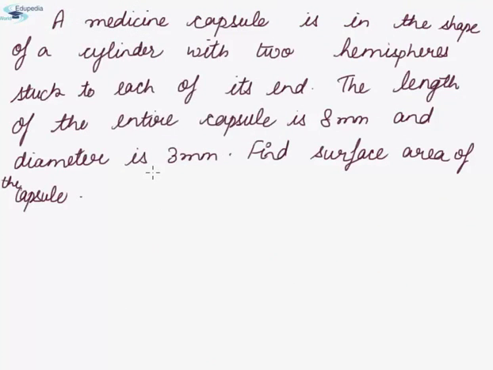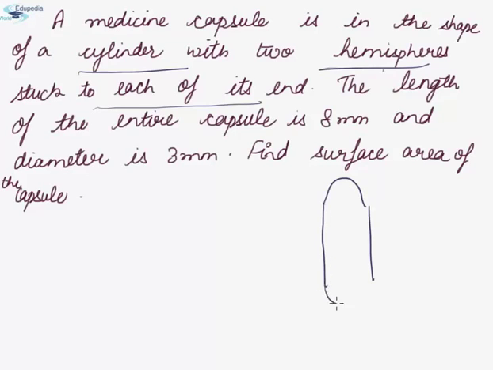Now friends, let us discuss the last question of this video. Here we have a medicine capsule in the shape of a cylinder with two hemispheres stuck to each of its end. That is, we have a cylinder and two hemispheres stuck to its end to form a medicine capsule.